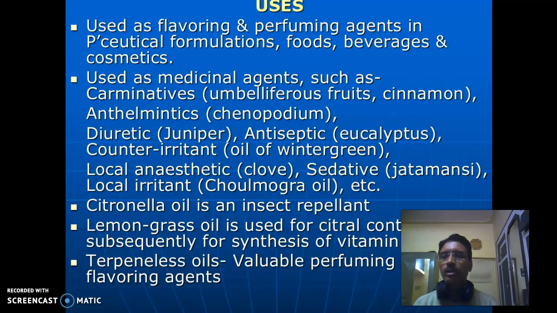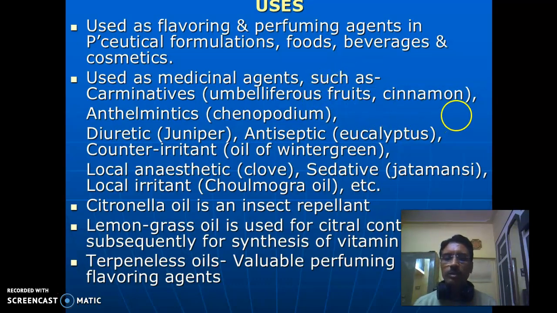Uses of the volatile oil: used as a flavoring and perfuming agent in pharmaceutical formulations, food, beverages and cosmetics. Used as medicinal agents, such as carminatives, umbelliferous fruits. Then as an anthelmintic, chenopodium oil; diuretic, juniper; antiseptic, eucalyptus oil; counter irritant, oil of wintergreen; local anesthetic, that is clove; sedative, jatamansi. Then local irritant, chaulmoogra oil; citronella oil is an insect repellent.